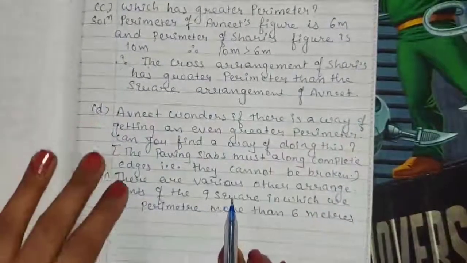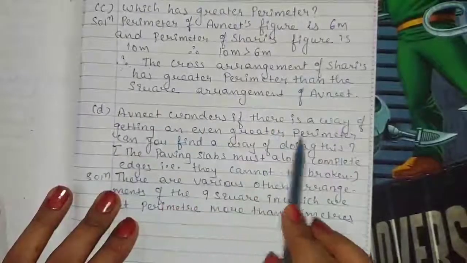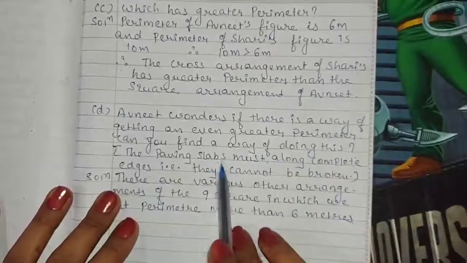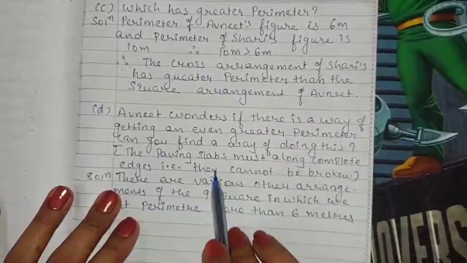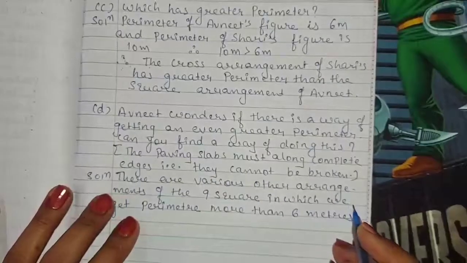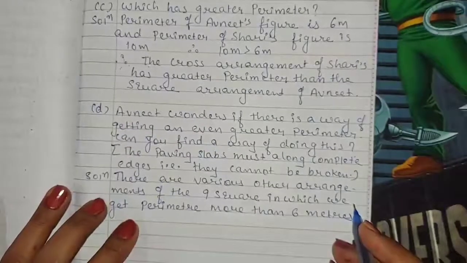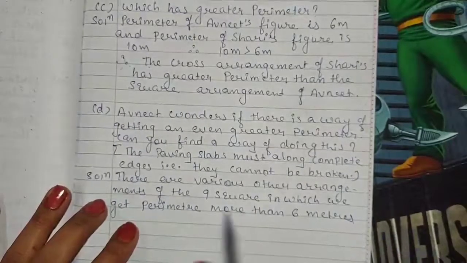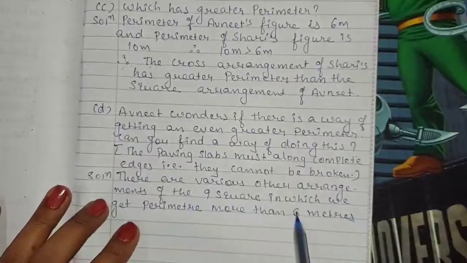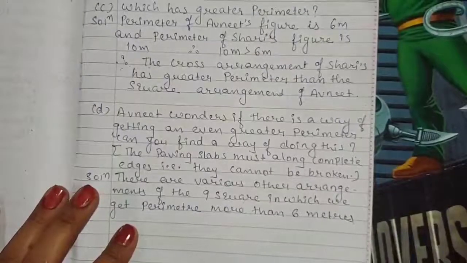Now question D. Avneet wonders if there is a way of getting an even greater perimeter. Can you find a way of doing this? The paving slabs must meet along complete edges, they cannot be broken. So in this question, we can find solutions for various other arrangements of the 9 squares. Hence, the solution is that there are various other arrangements of the 9 squares in which we can get a perimeter of more than 6 meters. Thank you.